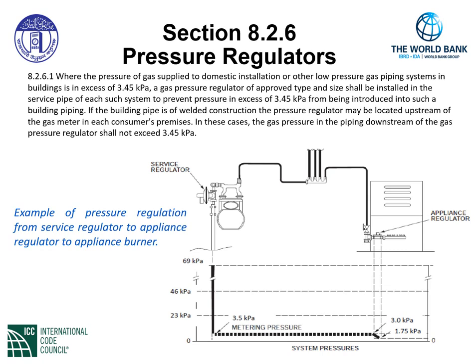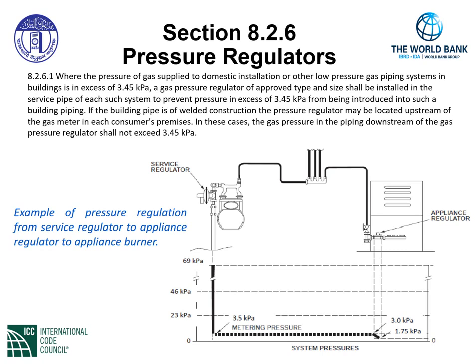Section 8.2.6.1 gives us information regarding pressure regulators. Where the pressure of gas supplied to a domestic installation or even other low-pressure gas piping systems in buildings is in excess of 3.45 kPa, a gas pressure regulator of approved type and size shall be installed in the service pipe of each such system.